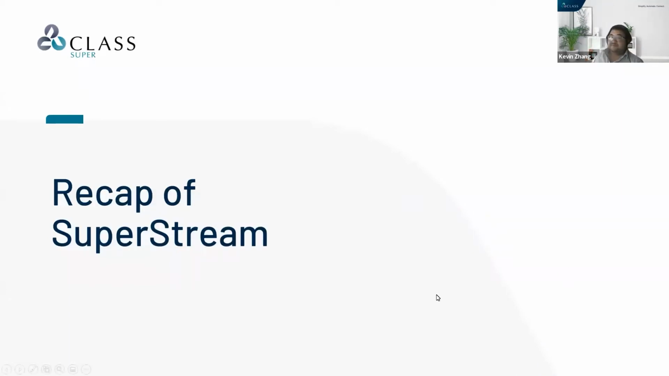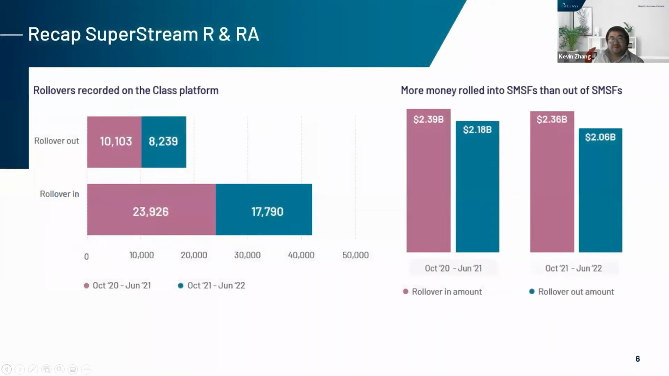Good afternoon, everyone. I will probably start with a recap of SuperStream with the recent benchmark report Class has produced. This is a snapshot of the SuperStream roll-ins and roll-outs with comparison to the manual process. So the period we compared was from 1st October 2021 to 30 June 2022, and with the same preceding financial year.